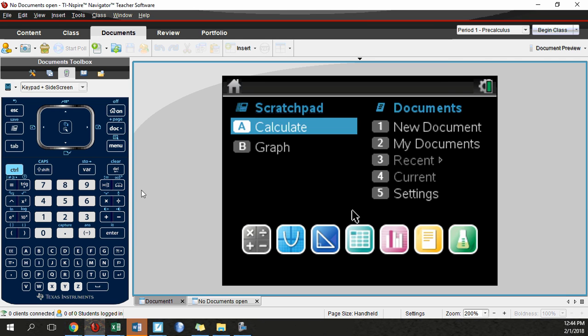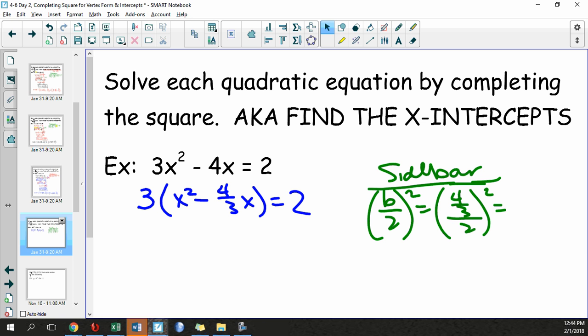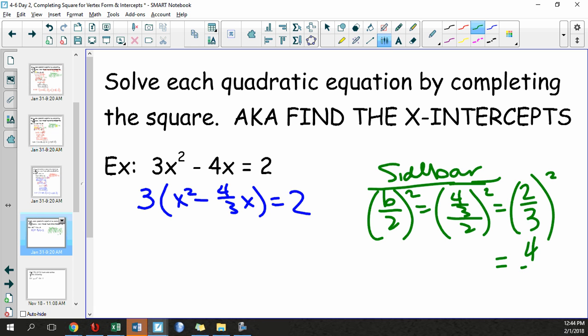And we're going to get a calculator page. We're going to type 4 divided by 3 divided by 2. Do you see how I typed it in there? And hit enter. What's it give you? Super easy. We are not stressing about the ugly numbers. So what? Sometimes we have ugly numbers. Then what do? You square it, and what does that give you?